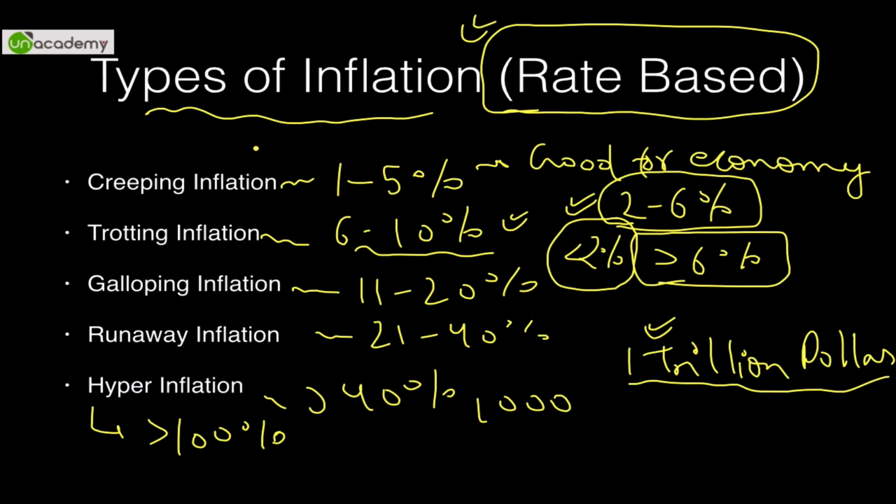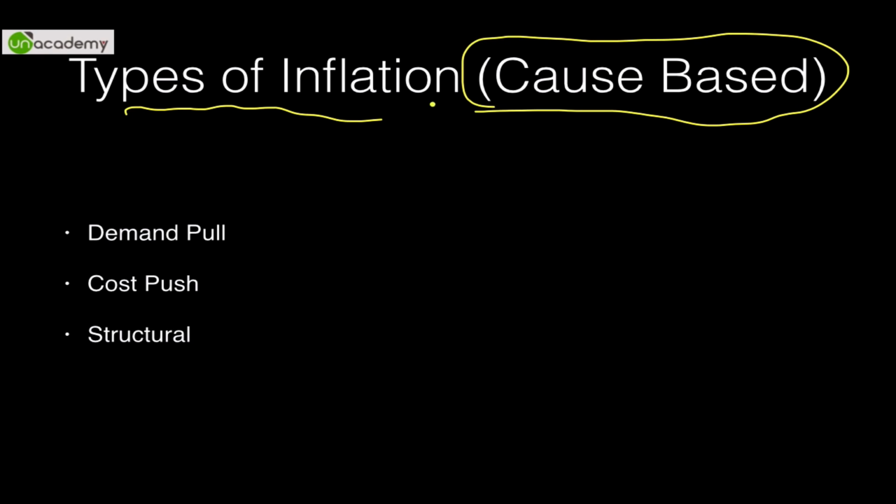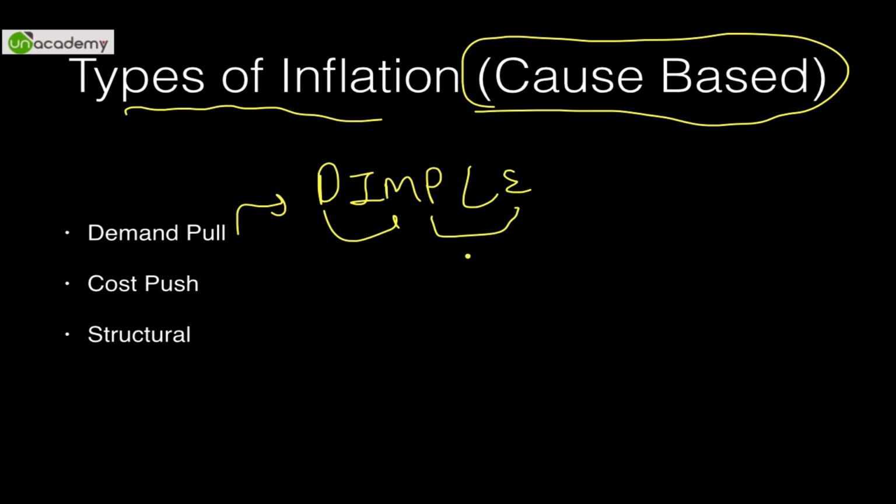Also there was the Urjit Patel recommendation, which talked about the same thing, which we'll deal with later in the video. Now, types of inflation based on cause are basically demand pull. Demand pull inflation, you can remember it by the mnemonic DIMPLE. It usually helps, especially in MCQs. So, demand pull. I have already explained this in the previous video.